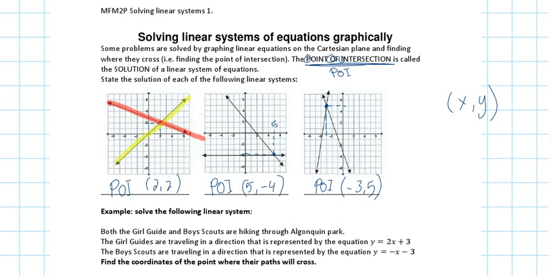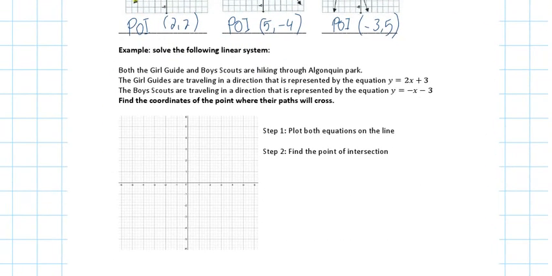So here's a question for you. Both the Girl Guides and the Boy Scouts are hiking through Algonquin Park. The Girl Guides are traveling in a direction that is represented by the equation y equals 2x plus 3. The Boy Scouts are traveling in a direction that is represented by the equation y equals -x minus 3. Find the coordinates of the point where their paths will cross.